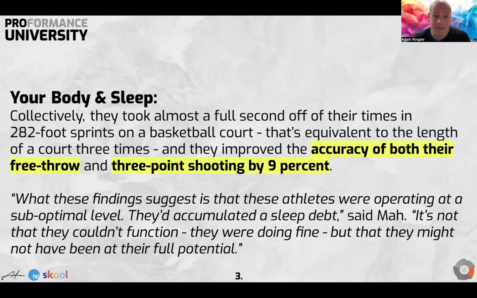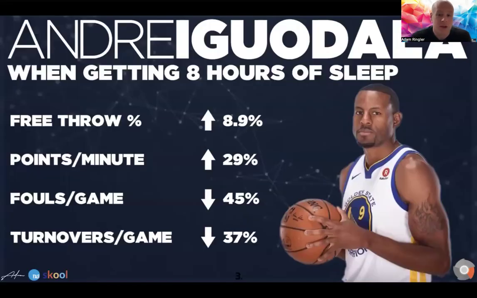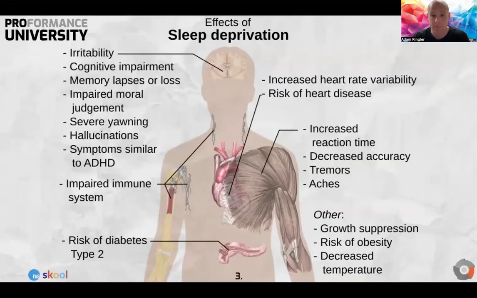Said Ma, it's not that they couldn't function, they were doing just fine, but they might not have ever been at their full potential. She's also worked with several of the professional sports teams in the Bay Area. This is another example of athletes that, when getting 8 hours of sleep versus not, found that the free throw percentage has gone up, points per minute has gone up, fouls per game has decreased, which is good. Turnovers per game also decreased. All very positive performance metrics for those four.